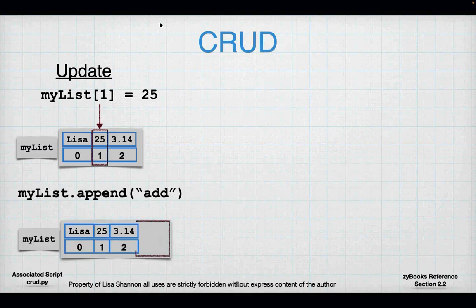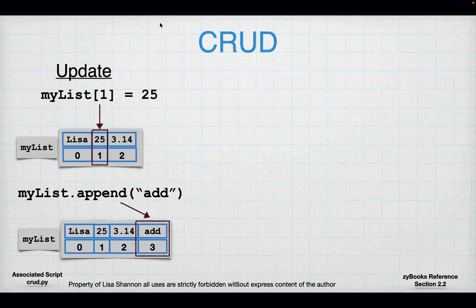So I can also add something to the end of the list. I have an append function. Now the append function uses something kind of new. It's called the dot notation. When I have a structure like a list, and I want to do something to that, Python gives me lots of different functions that I can use. And in this case, it gives me a function called append.